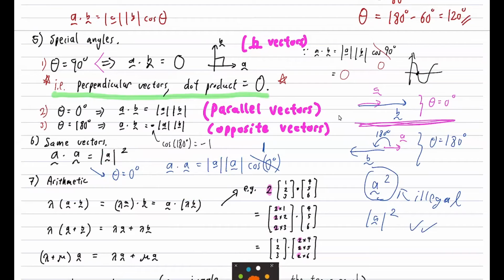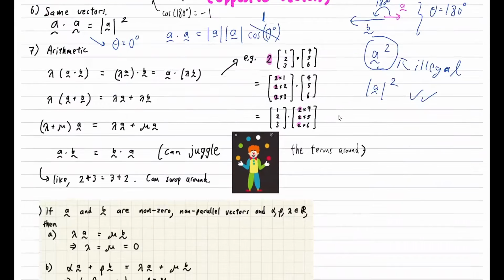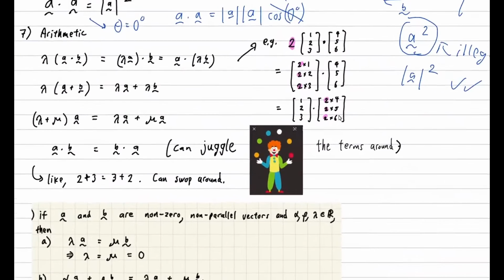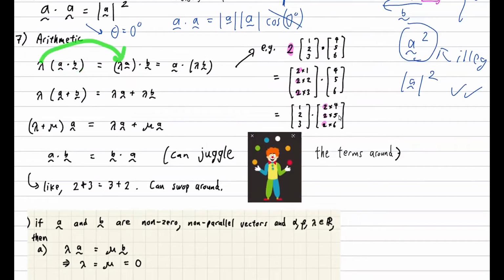Okay, moving on. Arithmetic, I think you know this. Basically, if you got a scalar multiple lambda in front of a dot product, you can times the scalar into the first vector and then do dot product, or times into the second vector, then do dot product. Both are fine. For example, you got a scalar 2, a vector 1, 2, 3, and a vector 4, 5, 6. You can times the 2 into the first vector, then take the dot product like this. Or you take the 2 times into 4, 5, 6 to get this, and then take the dot product. All three are equal. So the scalar can move around the vectors. It's like a ghost. Can go in, can go out.